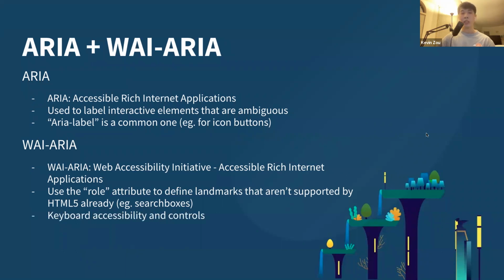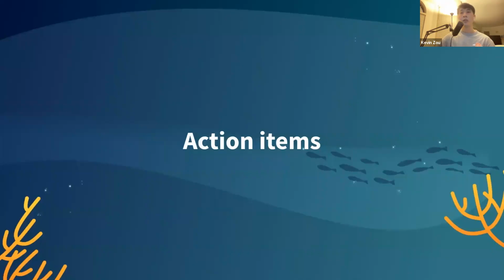And last but not least, there's keyboard accessibility and controls. So now that we've gone over a bunch of different stuff, we went over HTML semantics and how that works, and then color contrast and how screen readers work. Let's talk about action items. First off, I have a video of how accessibility development does not work.